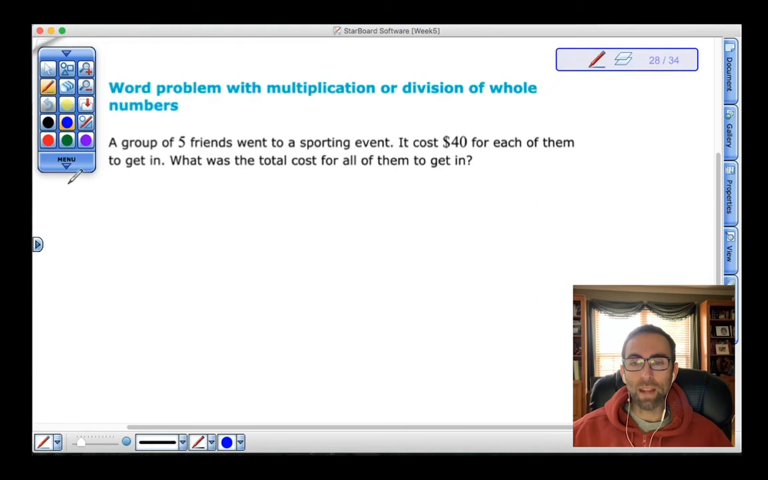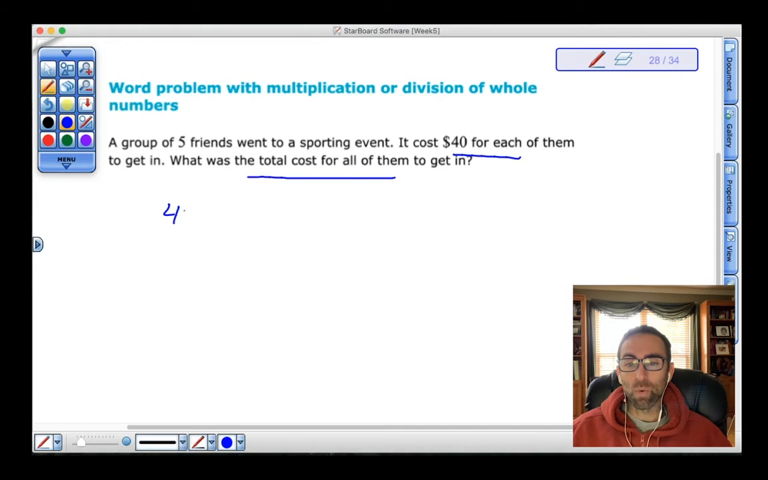All right, we're back. A group of 5 friends went to a sporting event. It cost $40 for each of them to get in. What was the total cost for all of them to get in? So the last 2 examples we did were division. This one's going to be multiplication because we want to know what the total cost is for all of them to get in. We don't know that information. We just know 5 people went. It cost $40 for each of them. So that means we're going to have 40 times the 5 people we have here.